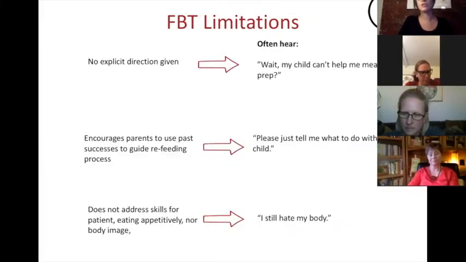Some of the areas that we see with FBT that are clinically a little bit tricky is that no explicit direction is given. Parents are told to rely on their instincts, and you sometimes hear halfway through treatment, wait, my child can't help me prepare meals. There seems to be some confusion because it's not so explicit as a treatment. And parents are encouraged to use past success at feeding their children when they were younger as a guide to the refeeding process.